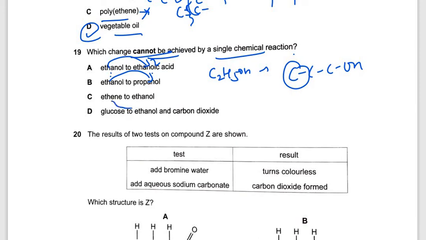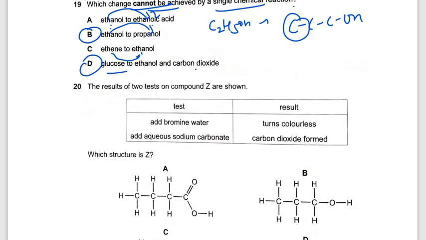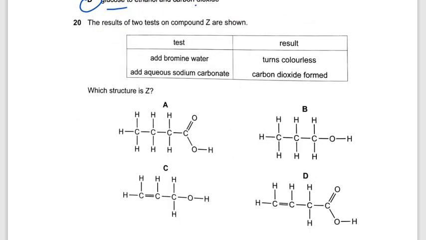However, you see here it's one step. Ethene to ethanol, okay, glucose to ethanol, and this is only one step, because you are just breaking the thing, and this is called fermentation. So only option B is not possible in a single chemical reaction. Now question number 20, which is the last question.